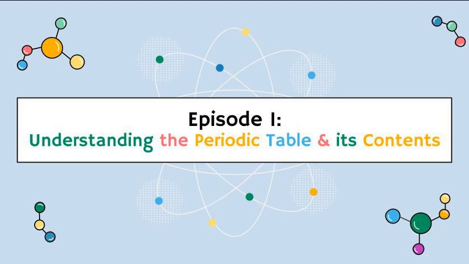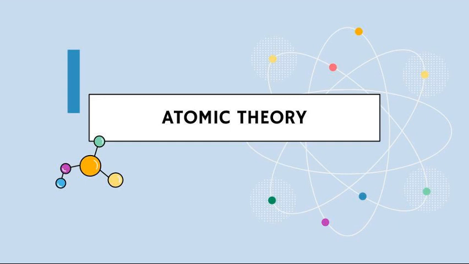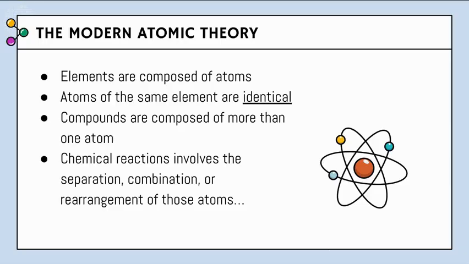Understanding the periodic table and its contents. In this video, I'm going to be going over the atomic theory, the structure of an atom, and the periodic table. The atomic theory. The modern atomic theory states that elements are composed of atoms.